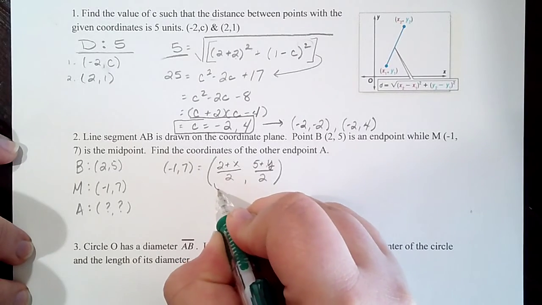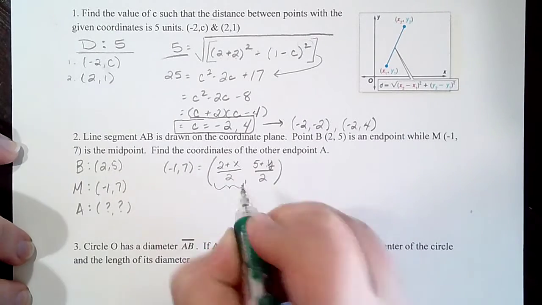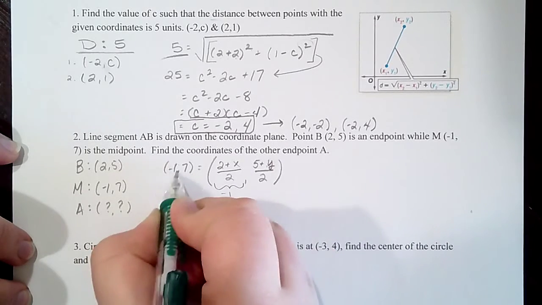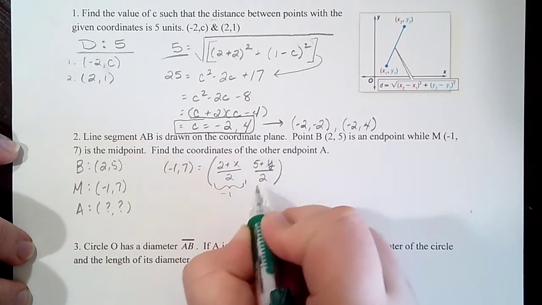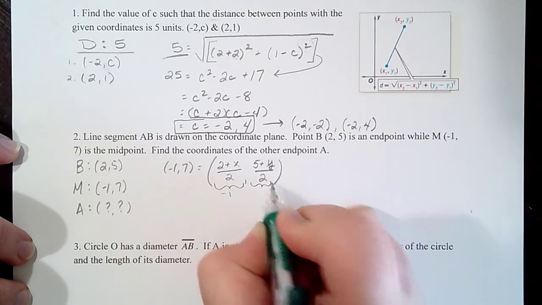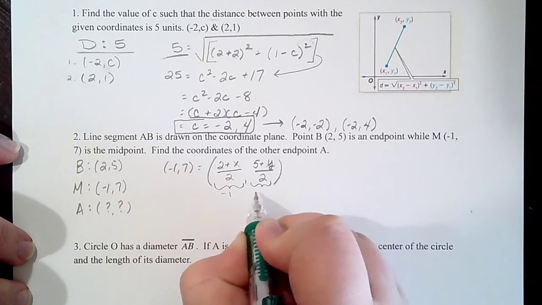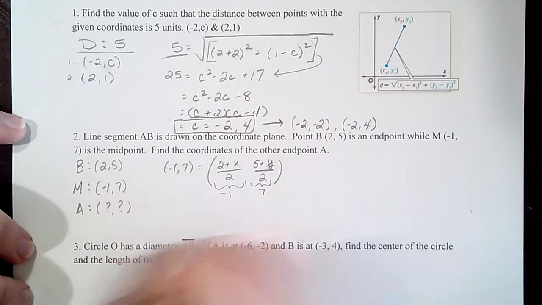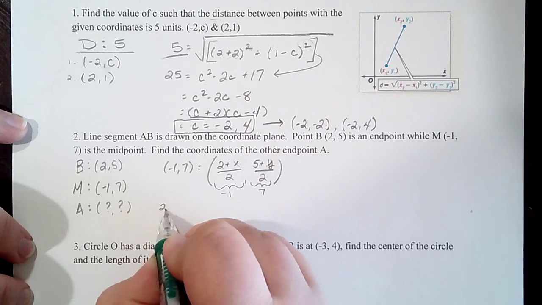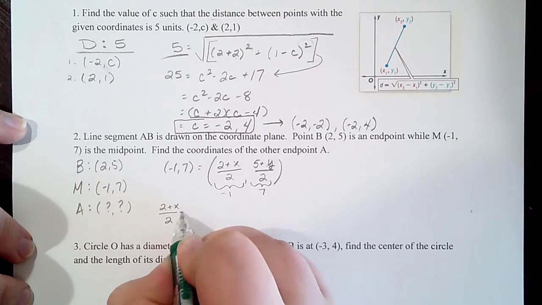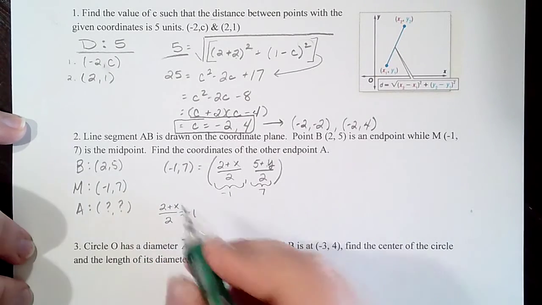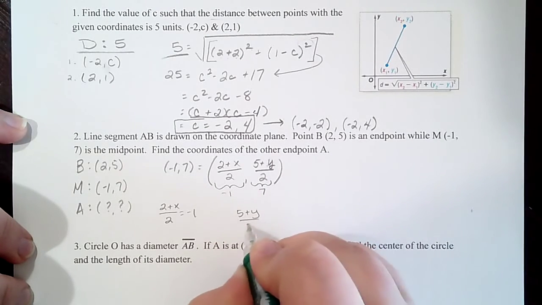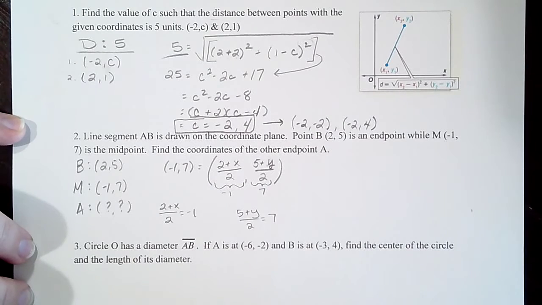We know that our first coordinate here has to equal -1 because the x coordinate has to match up with the x coordinate. And the same thing goes for y. So I'm going to match this up and say that whatever this is equal to has to be 7. Once I know that, I can break it up into 2 separate problems. I can say that 2 plus x over 2 is equal to -1 and solve that appropriately, and then write 5 plus y over 2 equals 7 and solve that appropriately.